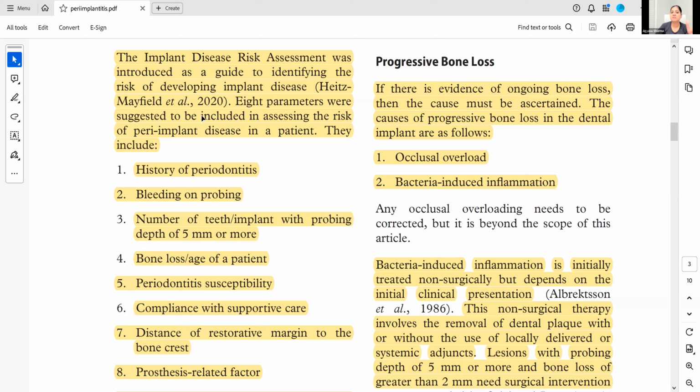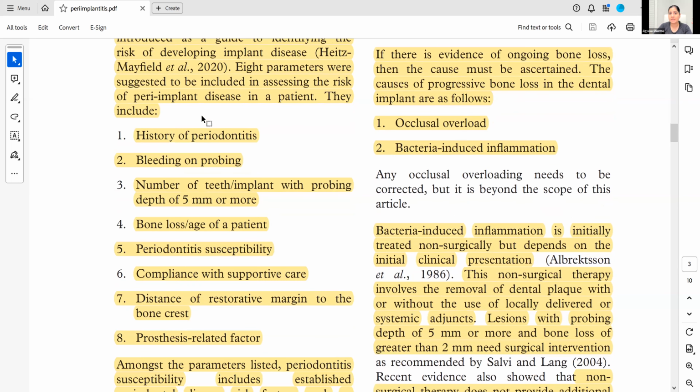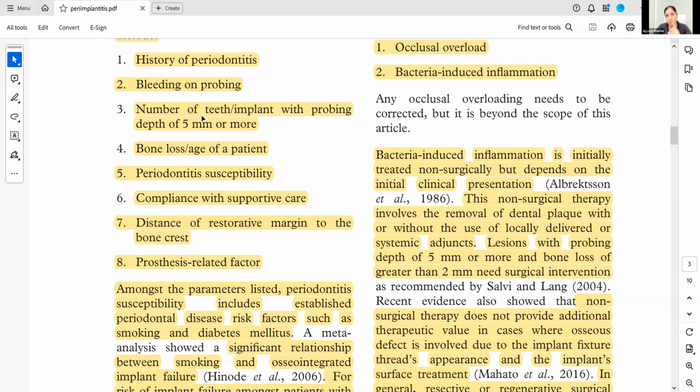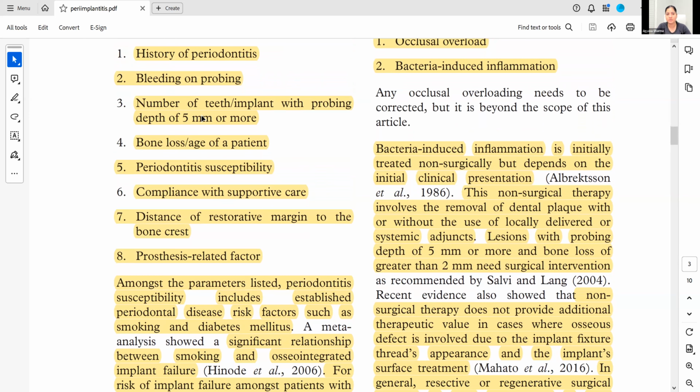Similarly, for the implant disease risk assessment, quantifiable factors have now been given, which you can observe in your patients, identify in your patients, and then assess their risk, and then educate the patient accordingly to prevent that disease. That's the ultimate motive: to prevent the disease, to give the best healthcare to your patients.